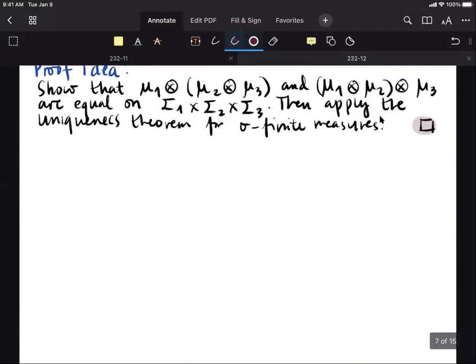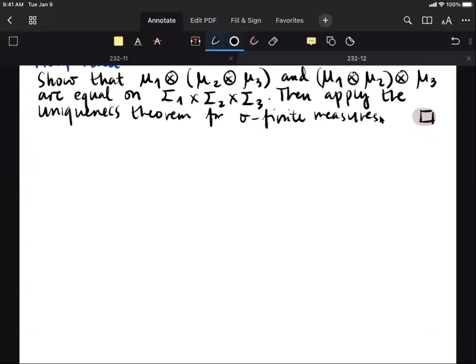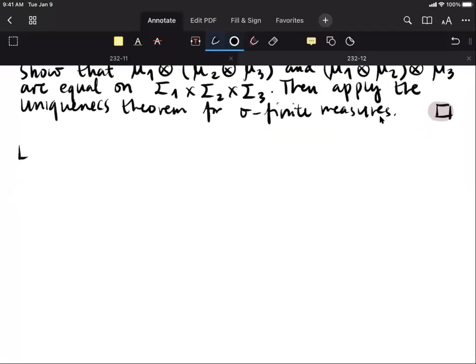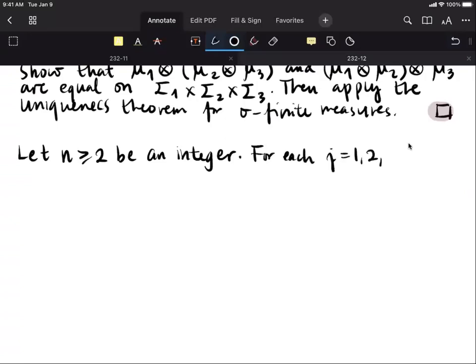So we can now proceed inductively, so that n is greater or equal to 2, and of course this is an integer, and for each j from 1 to n, consider a sigma finite measure space.